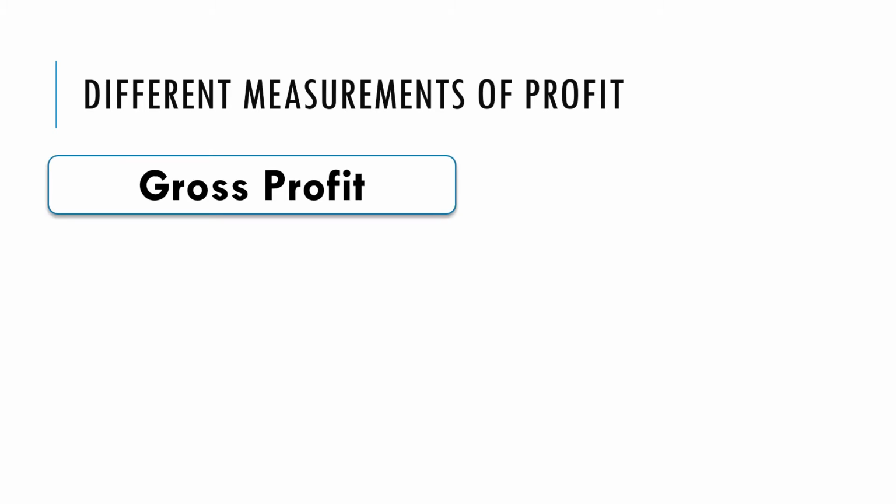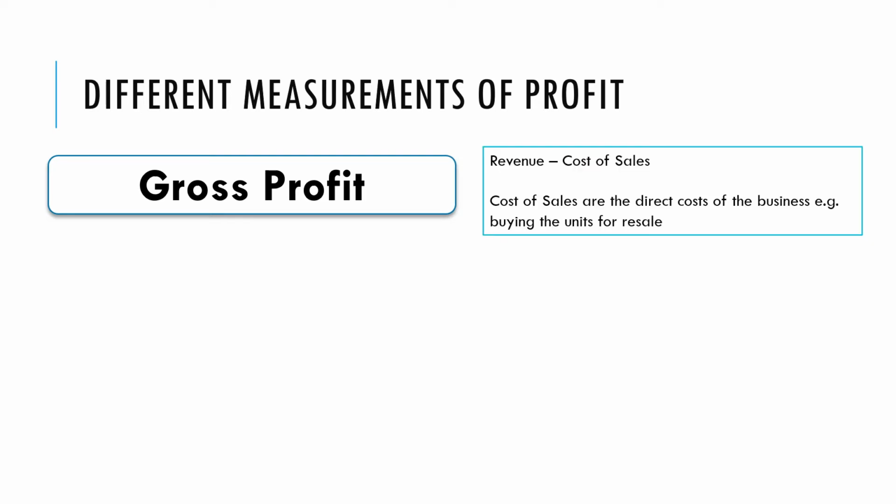The first one is gross. Not gross because it's disgusting, gross because it's at a larger, wider scale. And the formula for gross profit is revenue minus cost of sales, where cost of sales are the direct costs of the business, i.e. buying the units for resale. So for example, if you have a t-shirt business, the revenue would be all the money they receive from selling their t-shirts. Subtract the cost of buying in the t-shirts themselves gives you the gross profit.